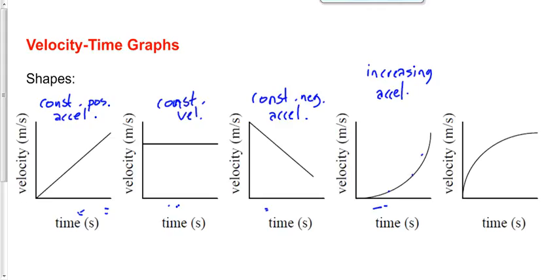How do you think you'd find, by the way, the acceleration at this one moment in time? Tangent line, right? And then find the slope of that tangent line. We'll deal with that in a little while.